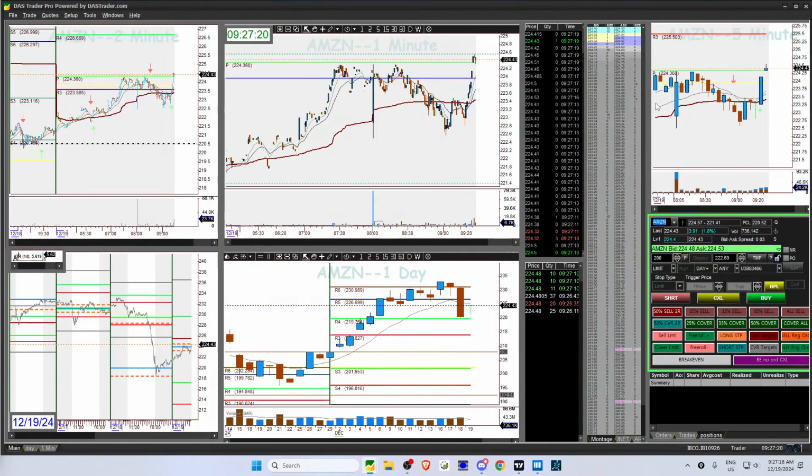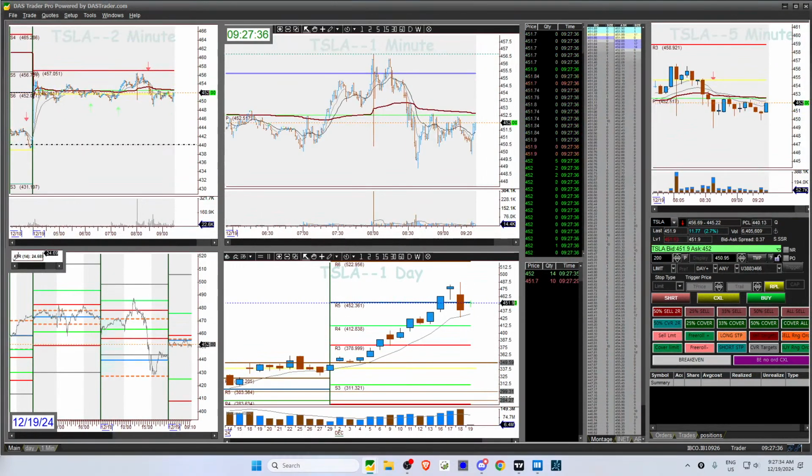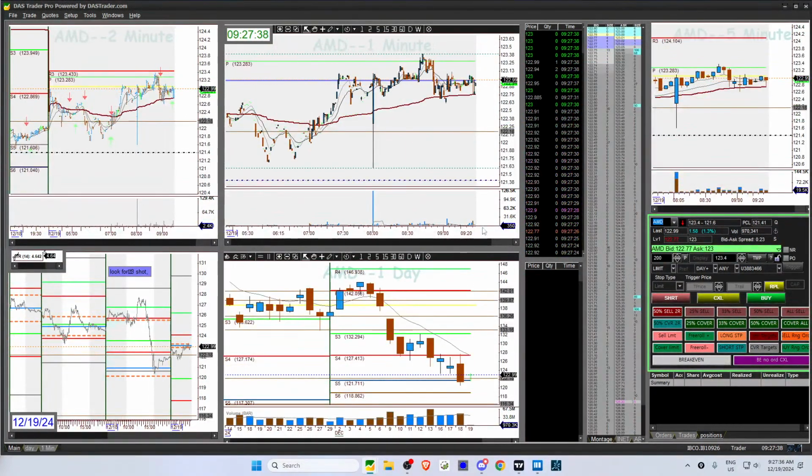Got it. I also think Mara might be fun today too. All right, let's see. Mara's right at R3 right now at the open. Not for long, if it goes any higher than R3.